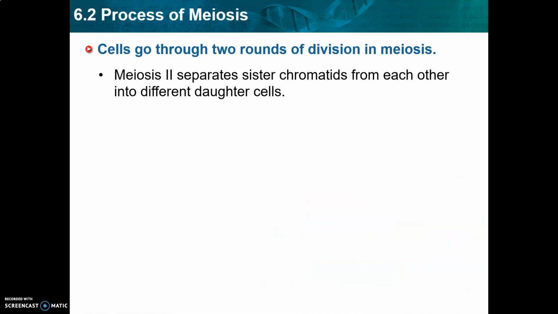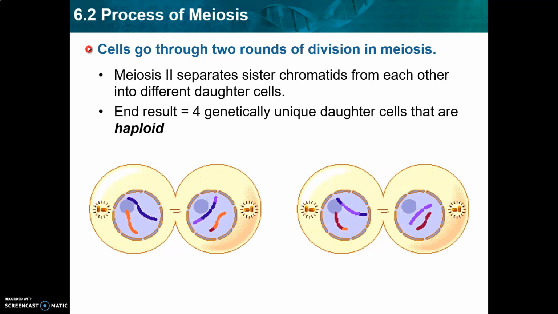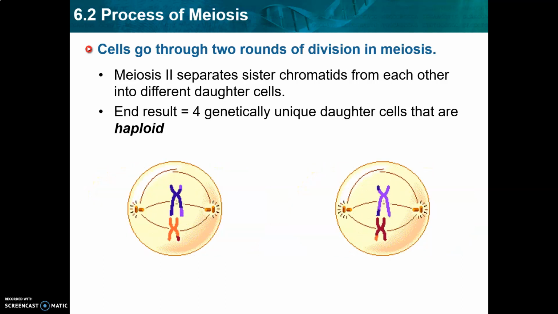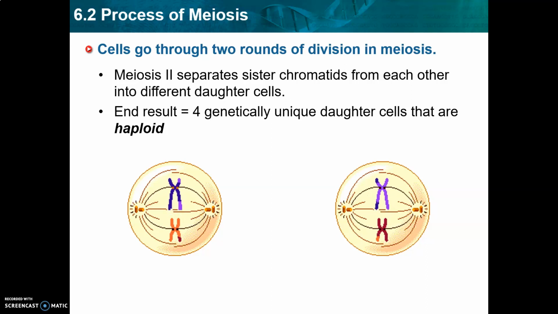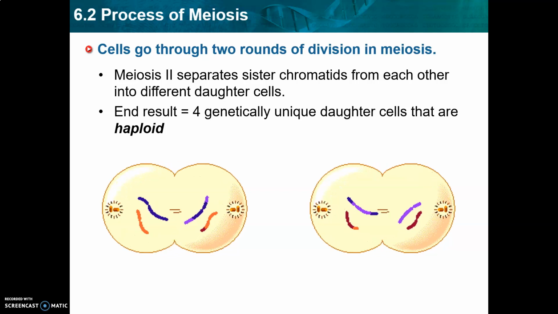Now we mentioned 2 rounds of cell division. So let's think about what happens in that second round. Meiosis 1, remember, was about separating homologous chromosomes. But now in meiosis 2, this is when we have the separation of sister chromatids. The end result of meiosis 2 is 4 genetically unique daughter cells. And by genetically unique, I mean they have a different DNA sequence. All 4 of those daughter cells are haploid.